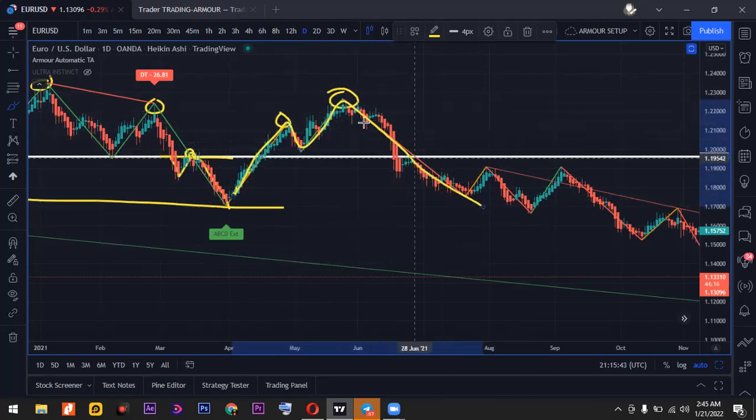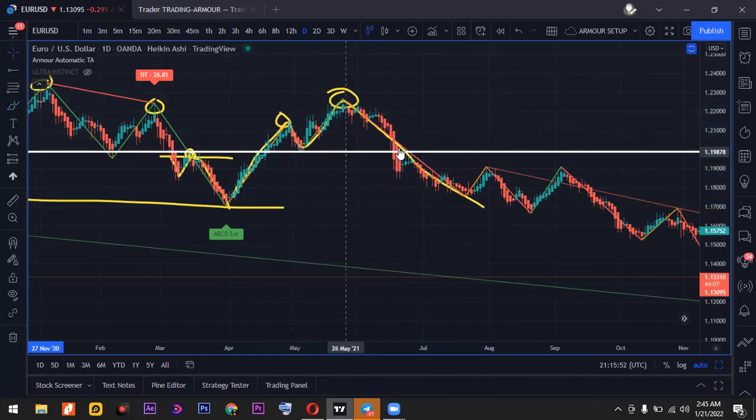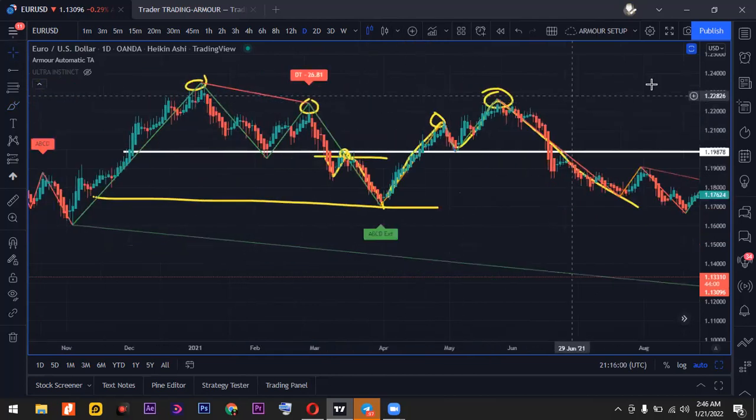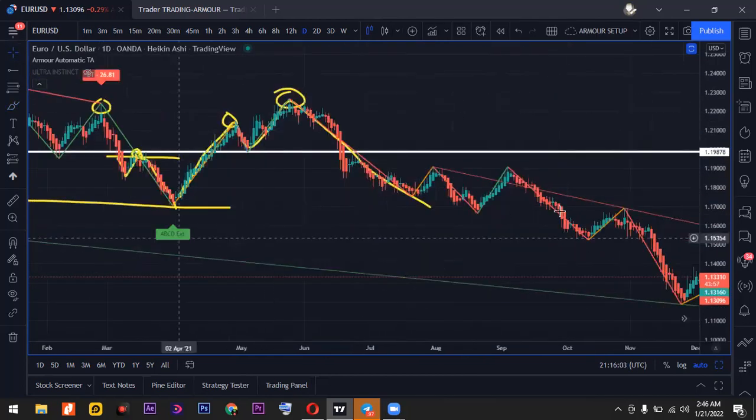M. I will show you this pattern on Google. It works like this. So this is a neckline. This time this is a neckline. And look, it drops down, goes back up, retests, and drops down. So that's a double top. And similarly, we have a double bottom.